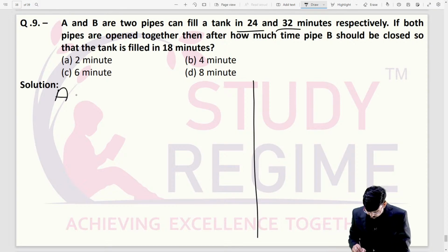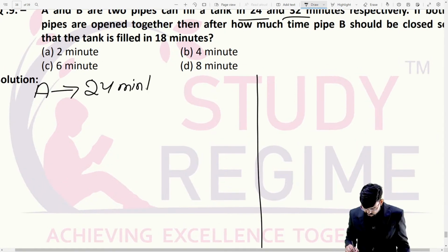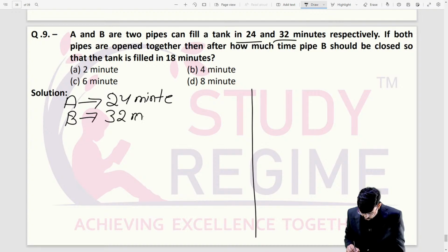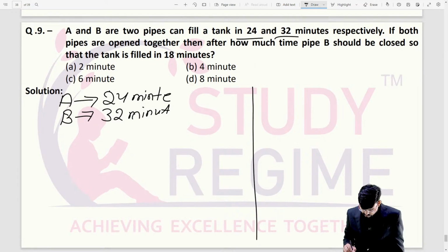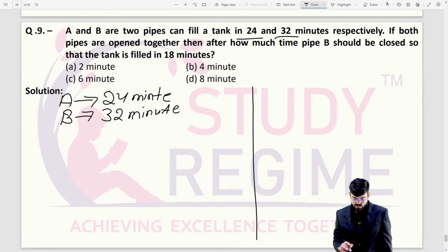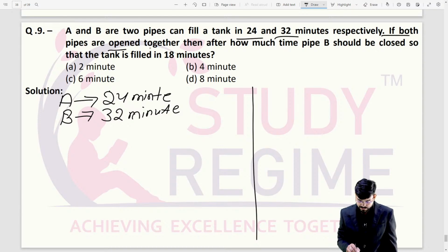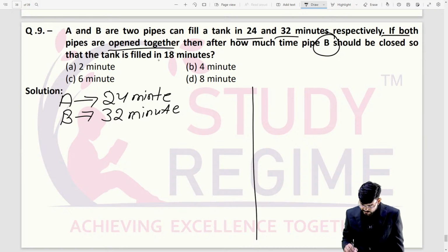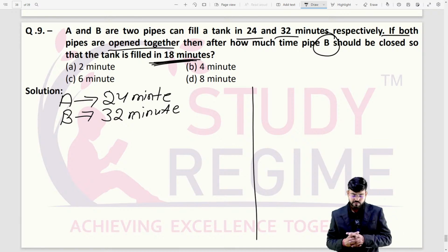So I will write like this: A can fill a tank in 24 minutes and B in 32 minutes. If both pipes are open together, then after how much time should the pipe B be closed? Remember which pipe has been closed? B. The pipe B should be closed so that the tank is filled in 18 minutes.